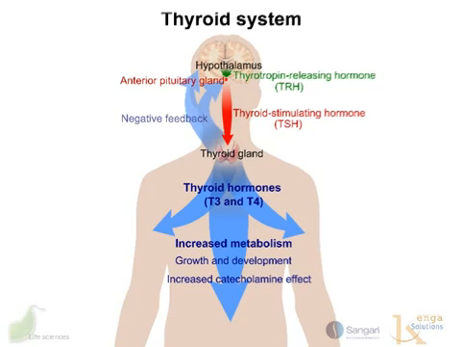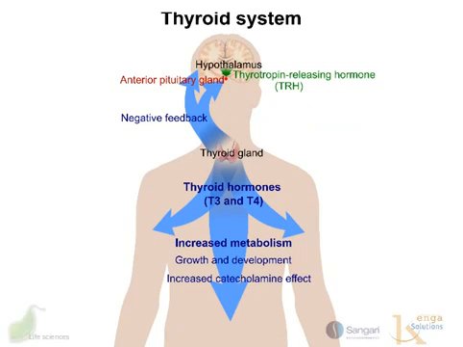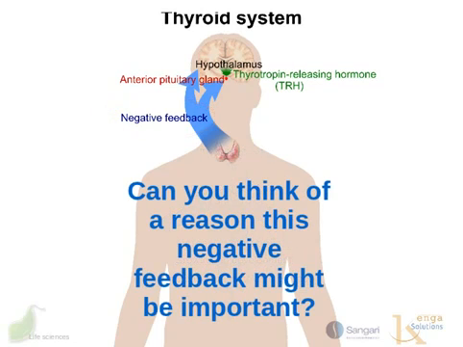A negative feedback loop is present in that as the levels of T4 and T3 increase, a signal is sent to the pituitary gland and the hypothalamus, causing levels of TSH to be reduced, thus reducing the production of TSH and keeping the levels in check. It is important that you understand negative feedback, as it forms an important element of the grade 12 syllabus, but more importantly, it is important to understanding your body's function. Can you think of a reason why this negative feedback loop might be important?